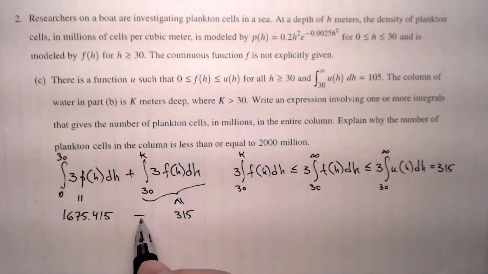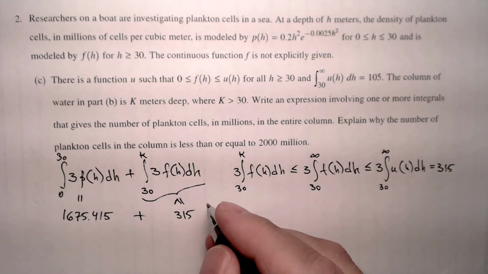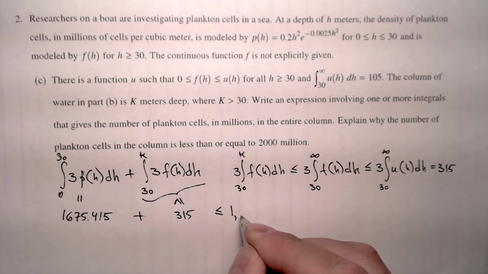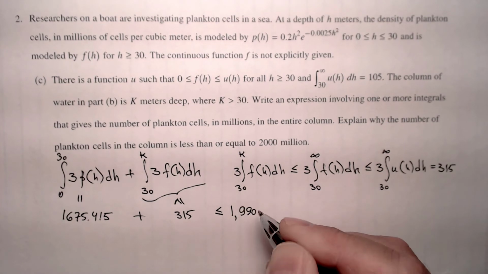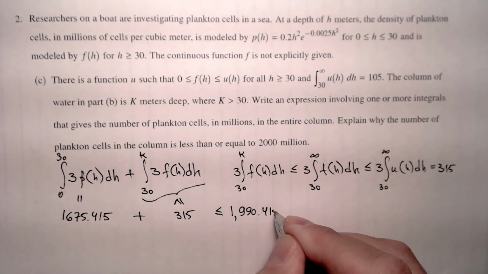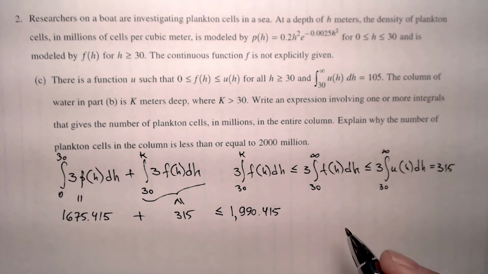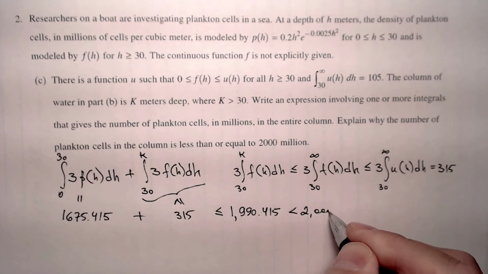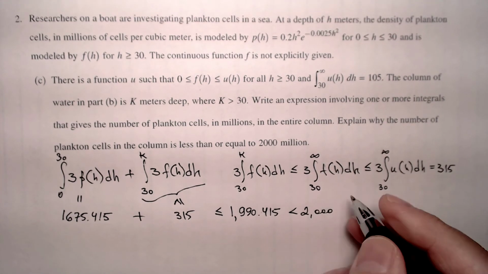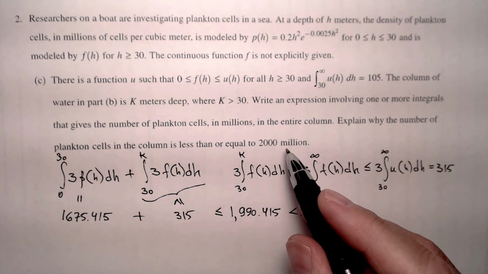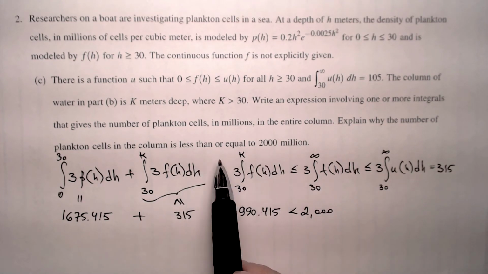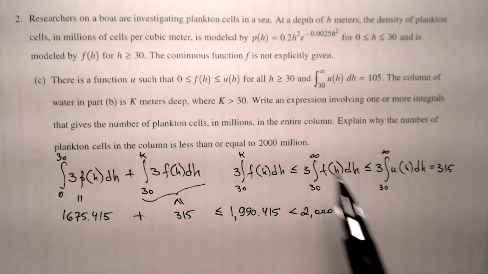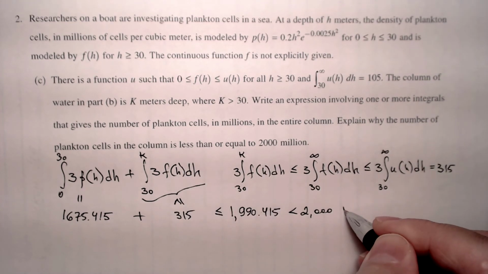So adding these two together, we can see that the sum of these two integrals is less than or equal to 1,990.415, which is less than 2,000 million cells that is given to us as something we need to prove, that the sum of these two integrals is less than or equal to 2,000. So this completes the proof here.